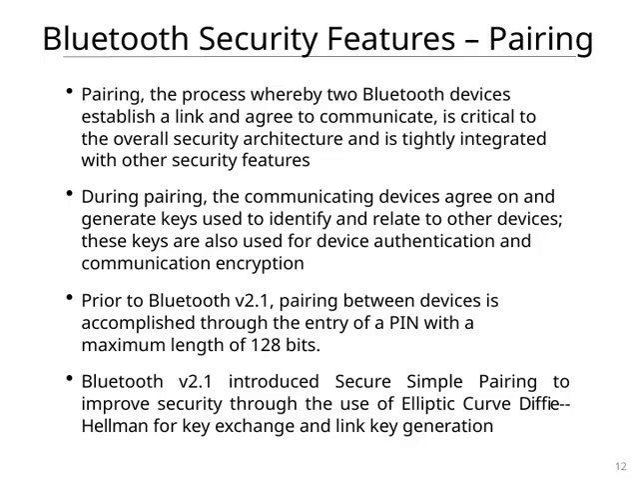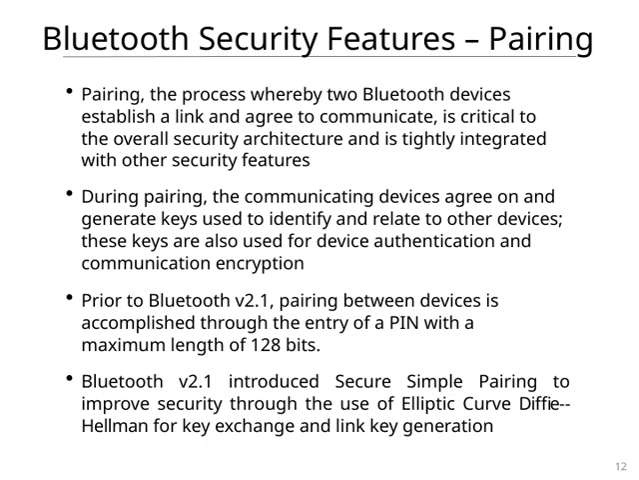Now, let's talk about Bluetooth pairing, which is a crucial part of the overall security architecture. Pairing is the process where two Bluetooth devices establish a connection and agree to communicate securely. This step is vital because it sets the foundation for all subsequent security features. During pairing, the devices exchange and agree on cryptographic keys that help identify and relate to each other. These keys are not just for recognition. They're also used to authenticate the devices and encrypt the communication, ensuring that data remains private and secure.